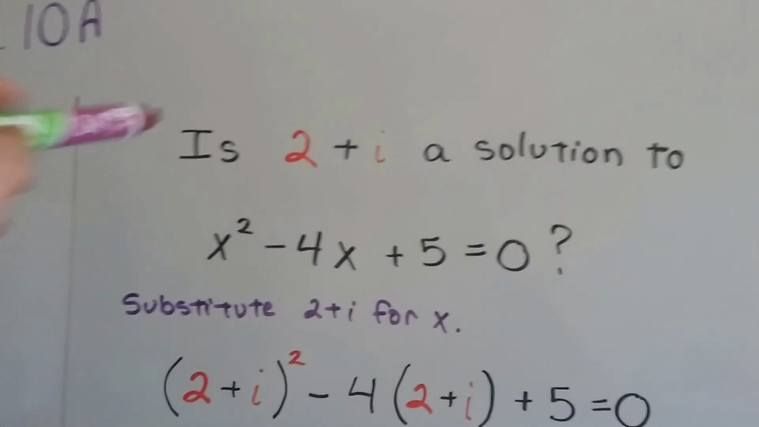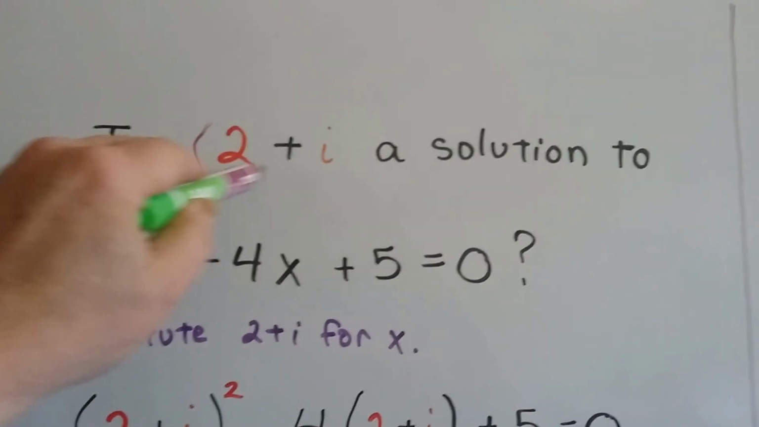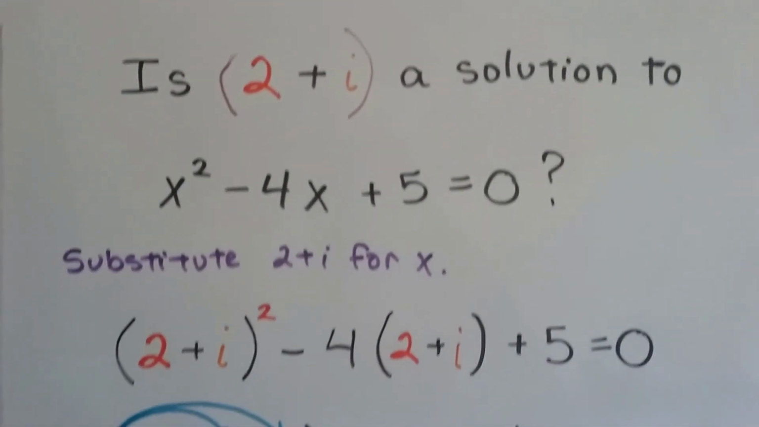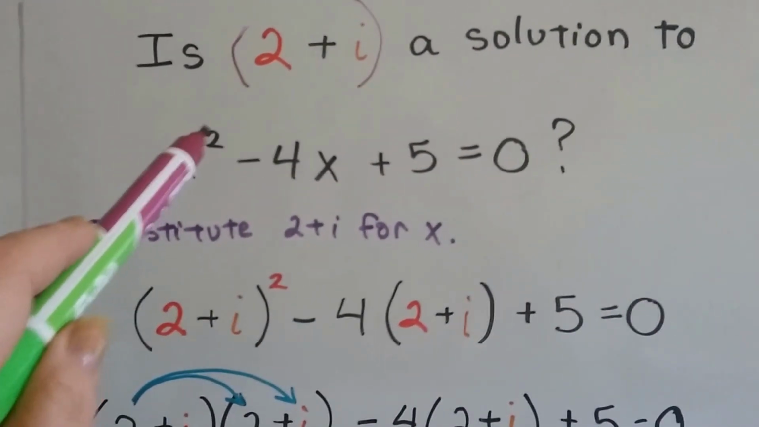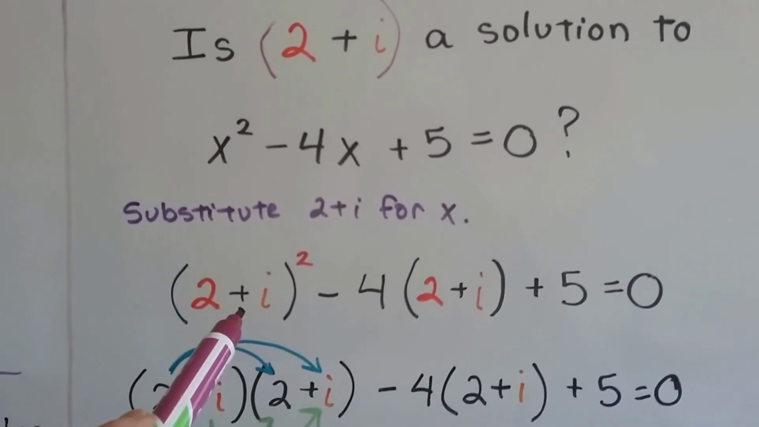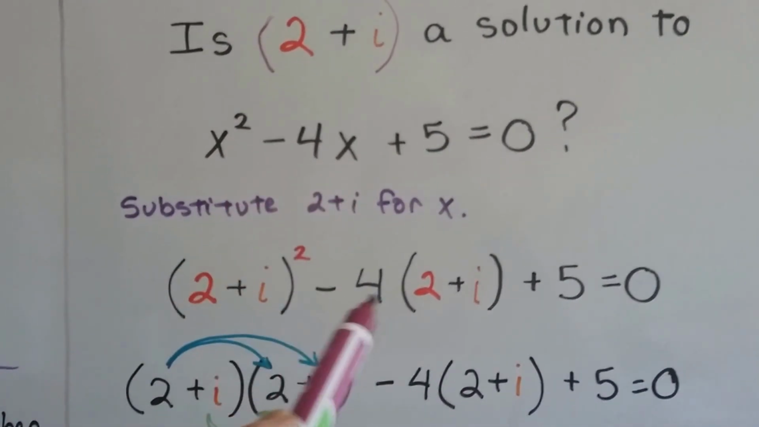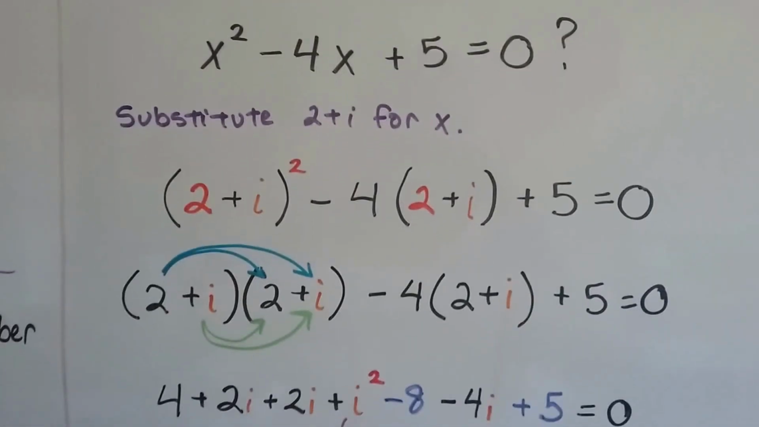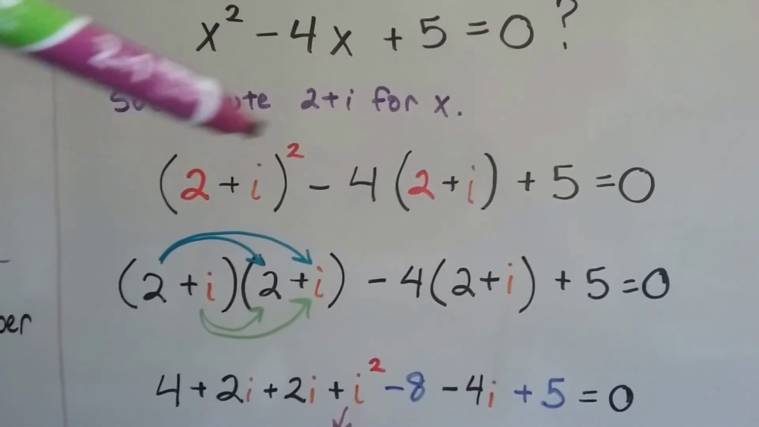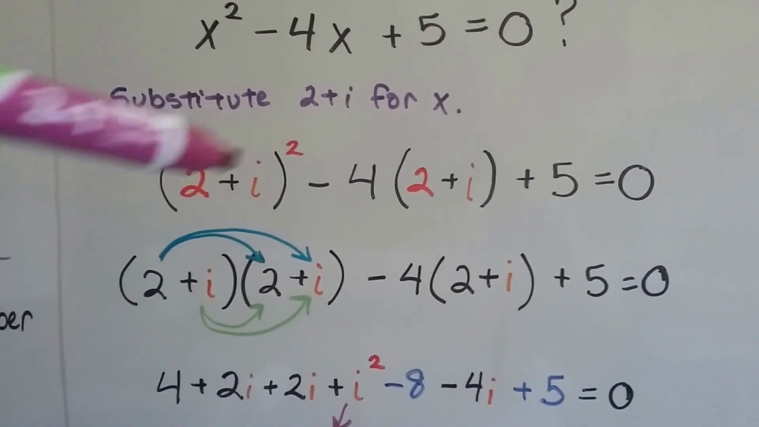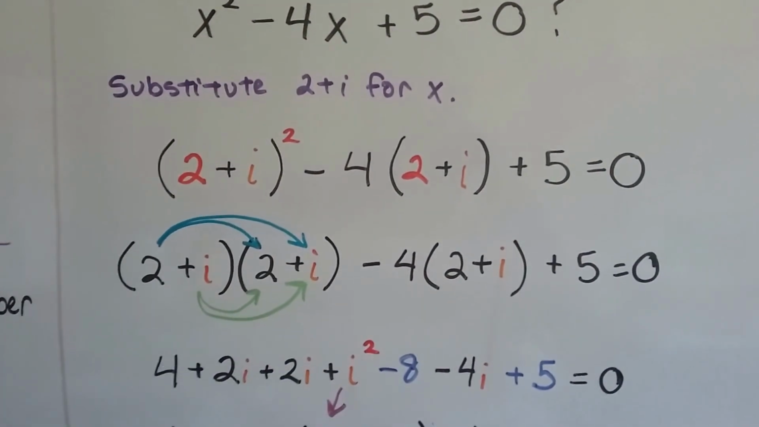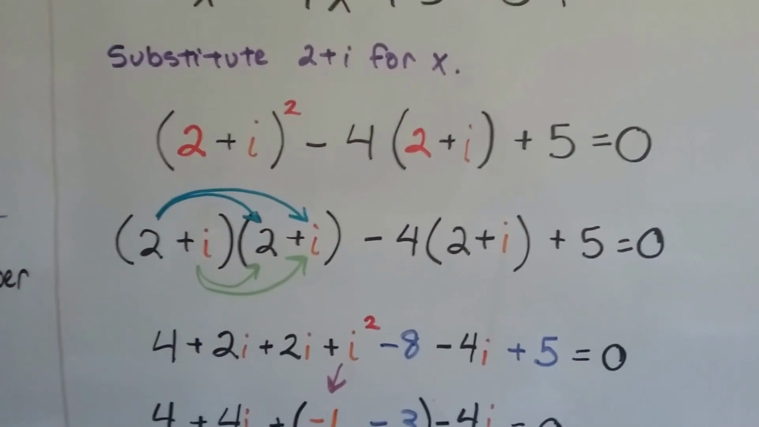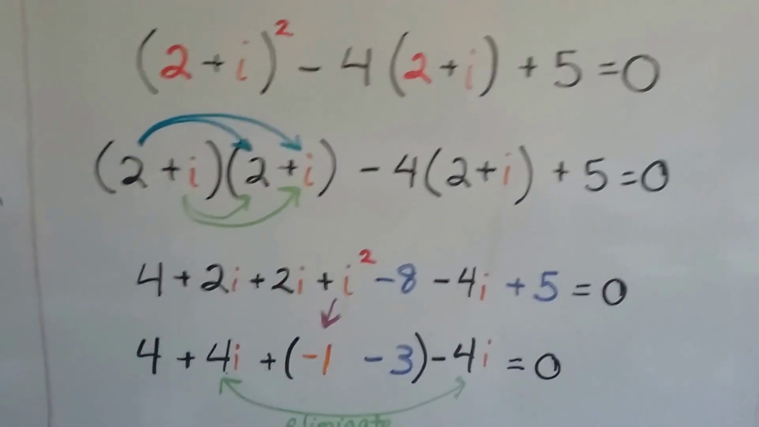So we're going to plug in this 2 plus i in place of this x and this x, like this. So instead of x squared, we have (2 plus i) squared. Instead of minus 4x, we have minus 4 times (2 plus i) plus 5 equals 0. Now some of you can just look at this and say, okay, that's going to be 4, that's going to be 4i. If you can't do that yet, that's fine. If you have to open this up and FOIL it to find the right answer, that's okay. Do that. Whatever it takes to get the right answer.